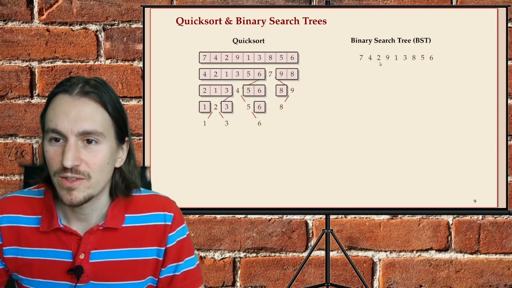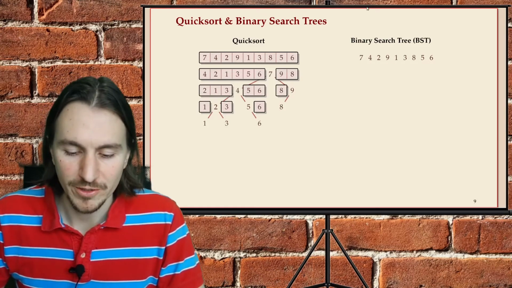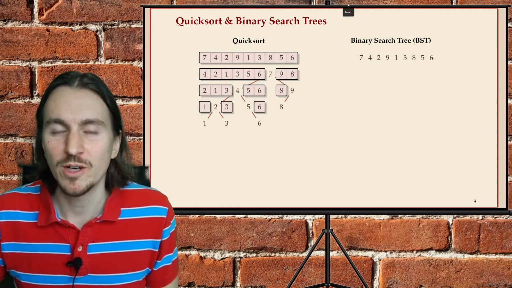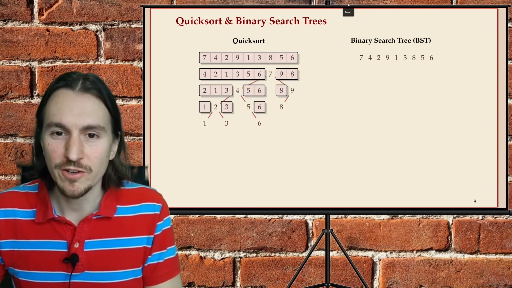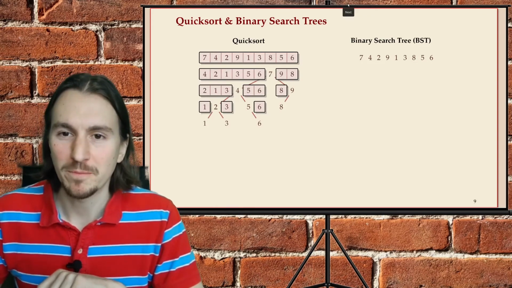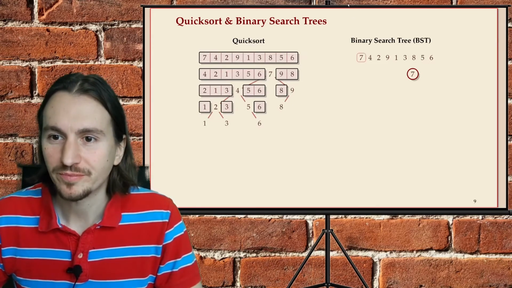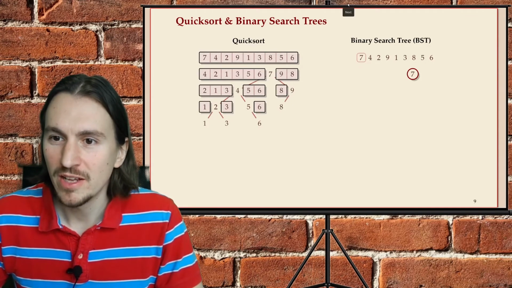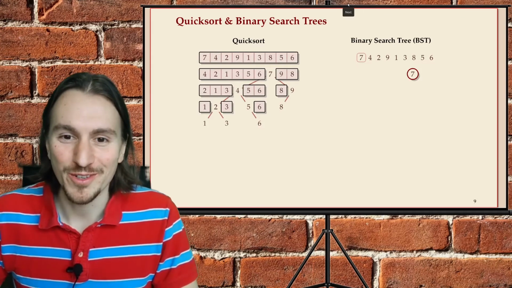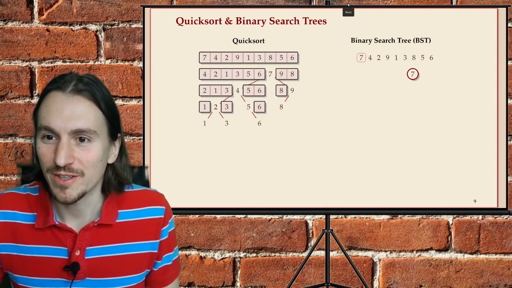Let's take the same list. These are the same numbers in the same order, right? And insert them into a binary search tree. A standard one, not the balanced one. Just one like I've shown you insert yesterday. We start with the 7. That's the first element that becomes the root, and it stays there.